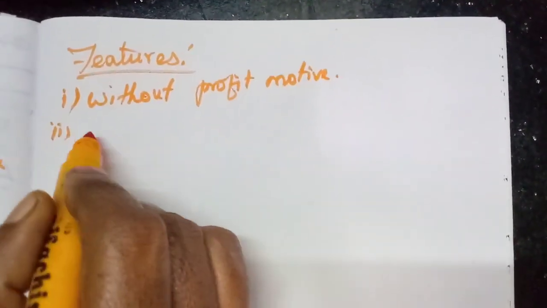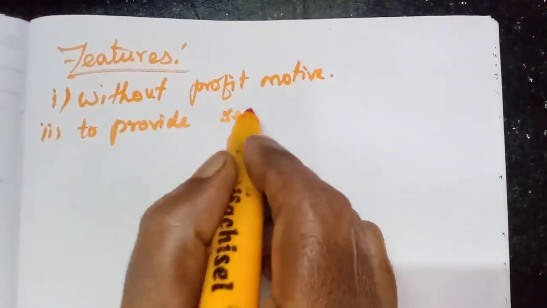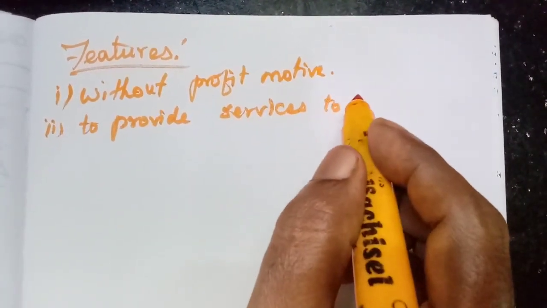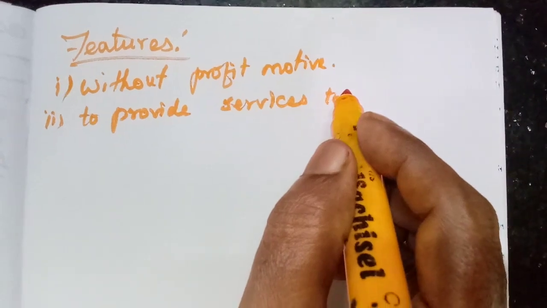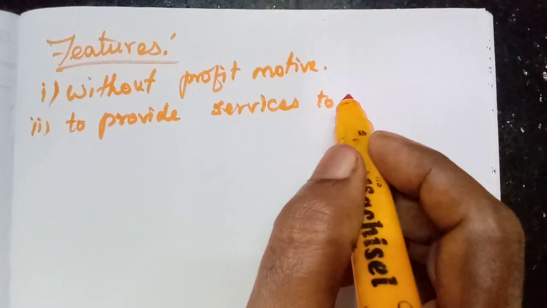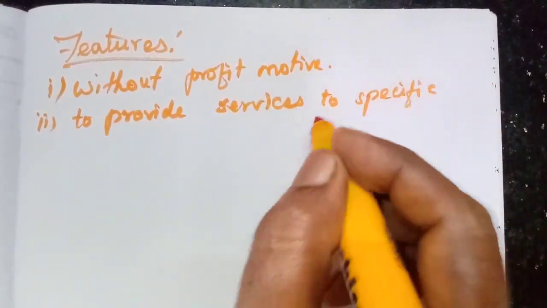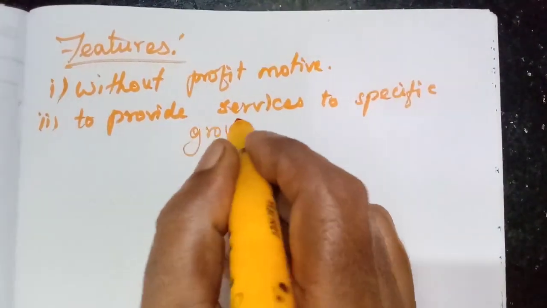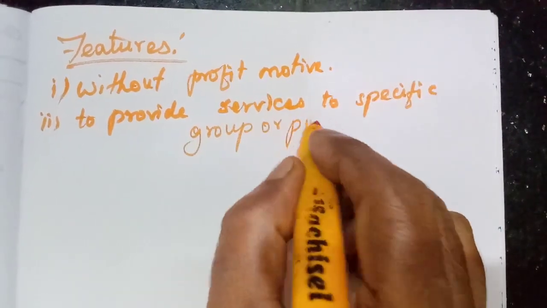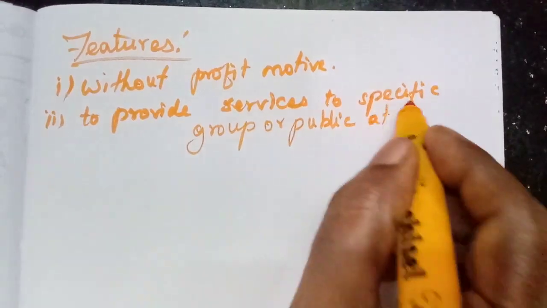Then next one, if they are running without any profit motive, what is their main aim? Main aim is to provide services to a specific group. Everybody we cannot say. Some people join together, one club. All the club members, for the benefit of those club members only, they will be working, doing service. Either for a specific group or the public at large.